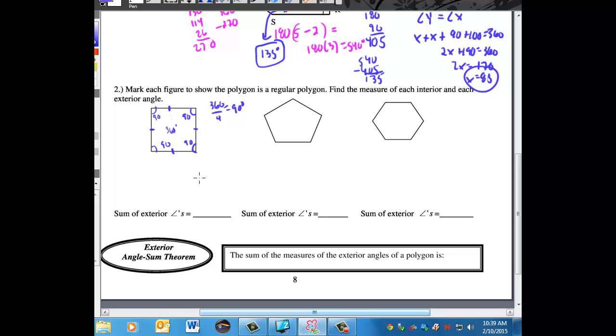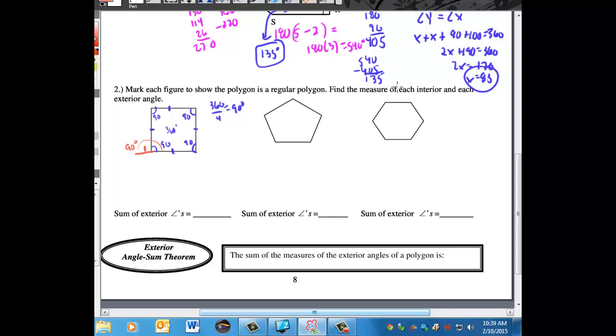Alright, next it asks for each exterior angle. So that's a little bit different. We're going to extend out this angle and create an exterior angle, like so. Let's call this angle 1. And hopefully you can tell this forms a linear pair. So if this angle is 90, angle 1 is also going to be 90 degrees.